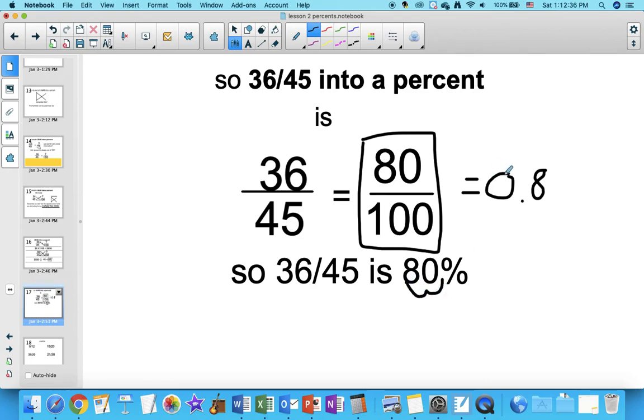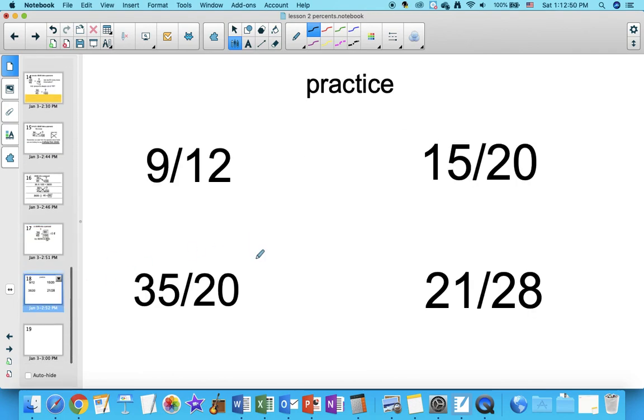So your percent is your nice middleman. It'll change your percents into fractions. You can change your percents into decimals. And so you don't have to go directly from fraction to decimal. So try these practice questions, and I'll see you next lesson.